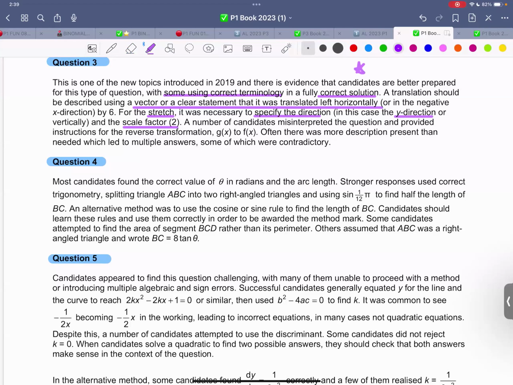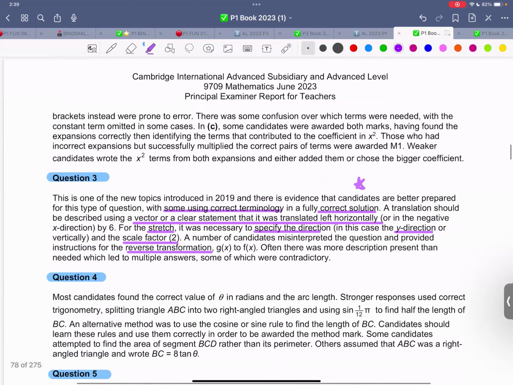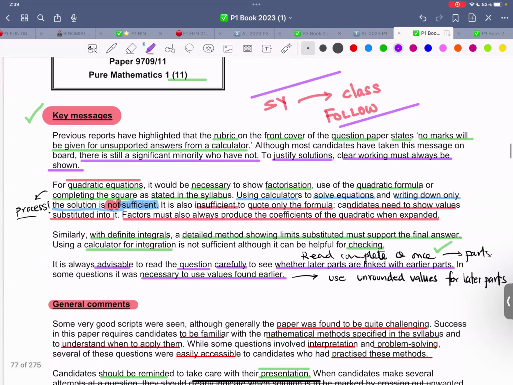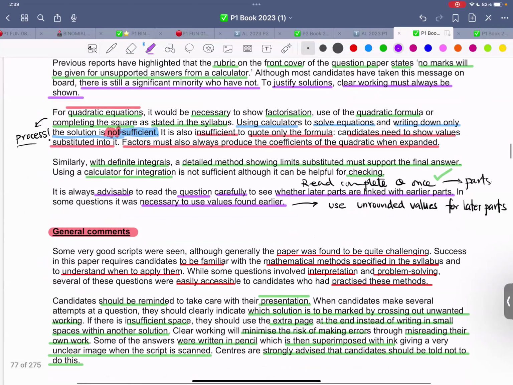A number of candidates misinterpreted the question, provided instructions for the reverse transformation. Why did this thing happen? Because they did not read the question carefully. Clear working must be shown, and I think read questions carefully. That's where it's written.